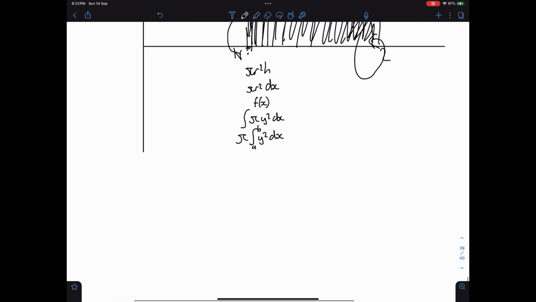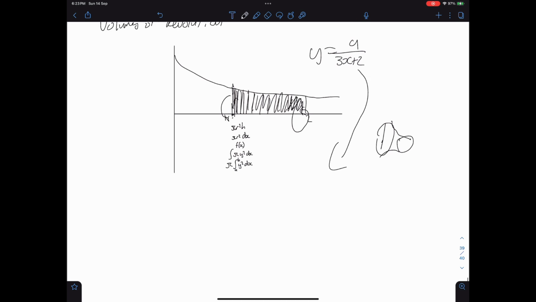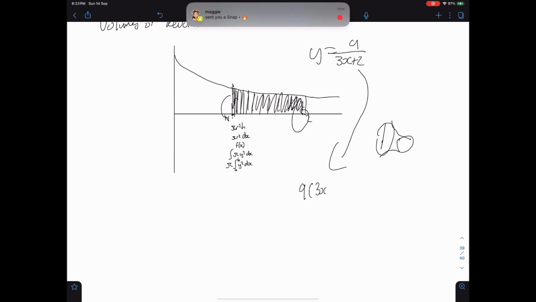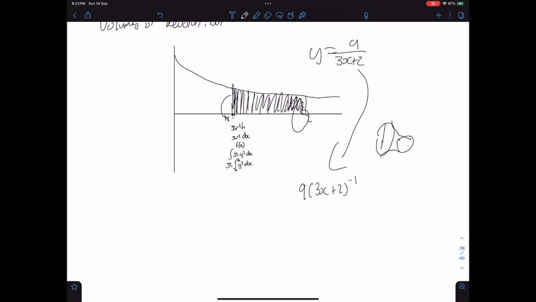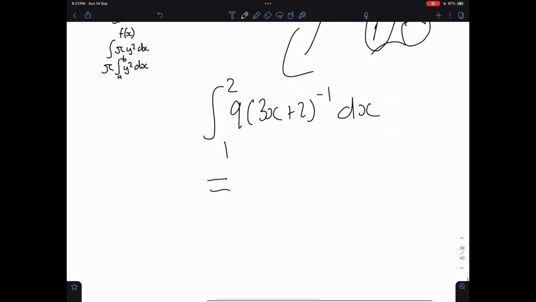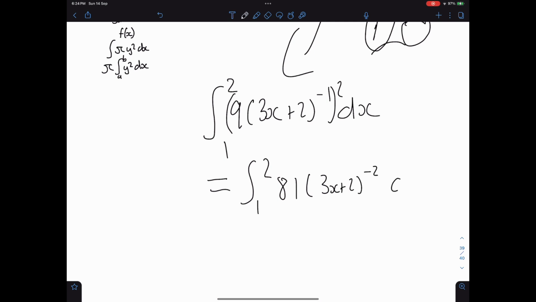So if we apply this to this one, this is 3x plus 2 to the power of minus 1, integrating between 1 and 2 dx. And remember we have to square it, so that becomes 81 times 3x plus 2 to the power of minus 2 dx, and this is multiplied by pi.